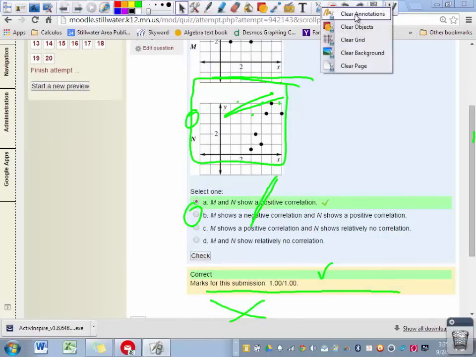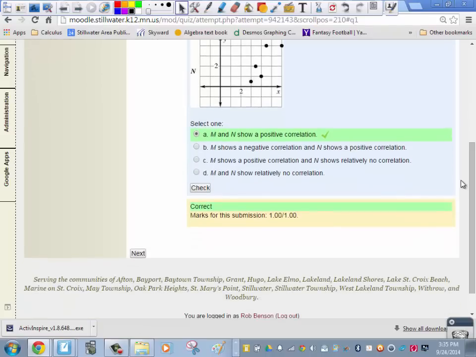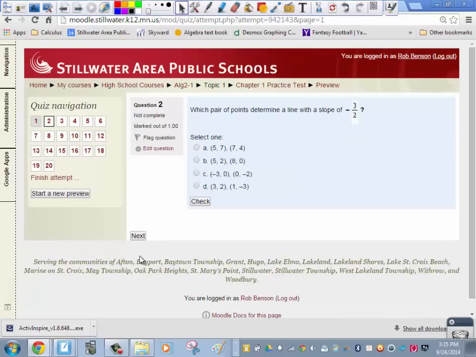Okay, clearing annotation. Let's go to the next problem here. Where is next? Oh, there it is. It's hiding from me. Next. Nope. Gotta go down a little lower. Here we go. Okay, next problem. Here it says, which pair of points determines the line with a slope of -3/2 right there? That's the slope we're going for. So one of these pairs of points will give me that slope. Let's just start hacking away and seeing what we get for this one. Let's do this one first.